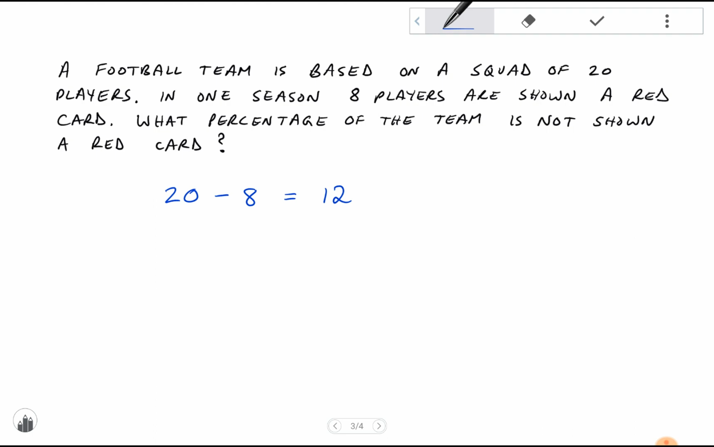So now we want to figure out the percentage of this, okay? So 12 of the 20. So 12 out of these 20, that's the fraction for how many did not get a red card. Now we need to convert this to a percentage. So if it's out of 100, life is easy, so let's make it out of 100. If we multiply 20 by 5, we'll have it over 100. So we'll do the same with the numerator. 12 times 5 is 60. 20 times 5, 100. 60 over 100, that's how we write our score. That's 60 over 100, 60%. So 60% of the players were not shown a red card.